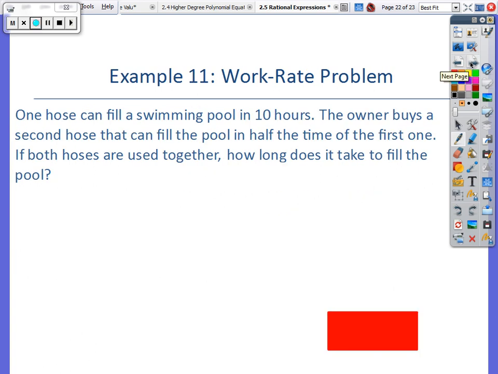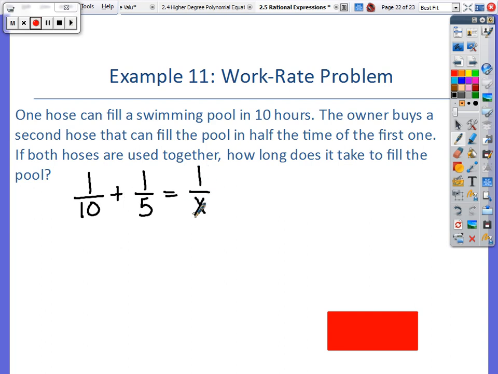So here's a good one, and this is what I was talking about, a hose for a swimming pool. One hose can fill a swimming pool in 10 hours. So what's its rate? Well, 1 over the time. That's its rate. And then the owner buys a second hose and can fill the pool in half the time of the first one. So what's half of 10? Well, it's 5 hours. So what's that rate? 1/5 is its rate. And so if they're working together, then how long does it take?